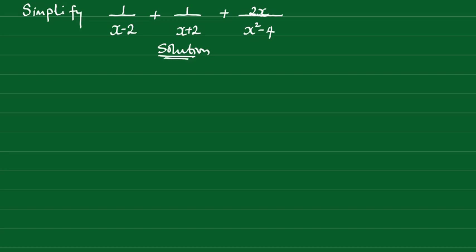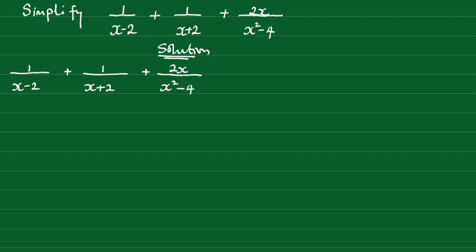I'll copy out our expression where we'll have 1 divided by x minus 2 plus 1 divided by x plus 2 plus 2x divided by x squared minus 4.